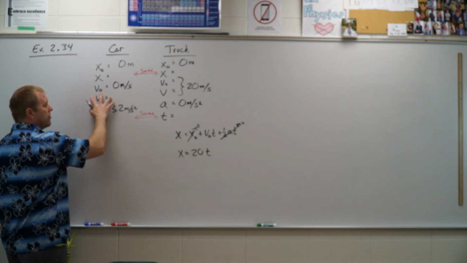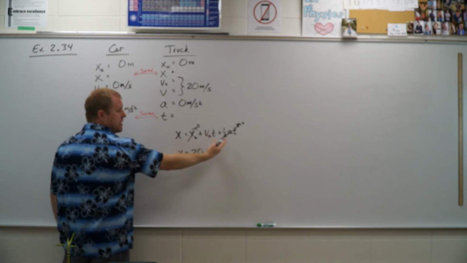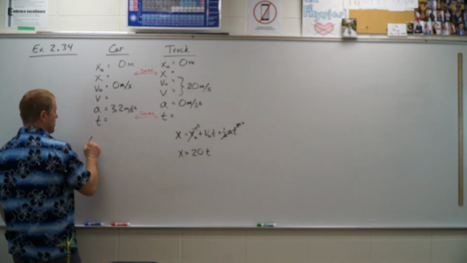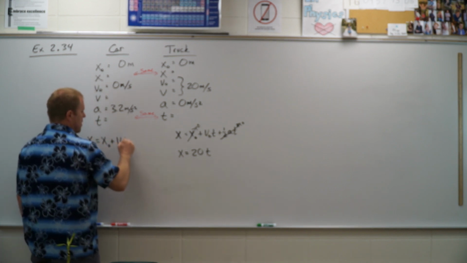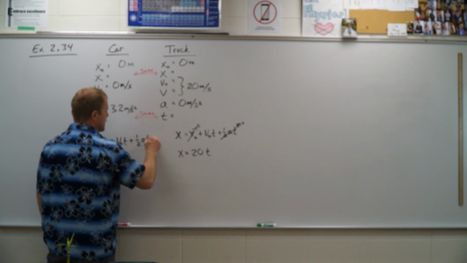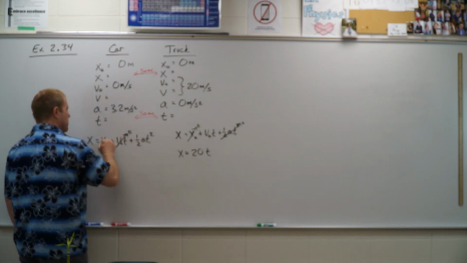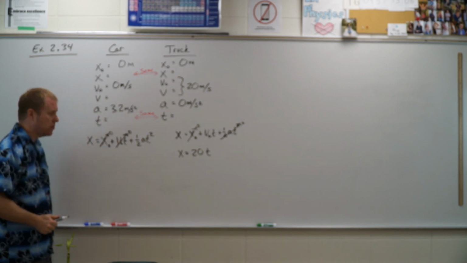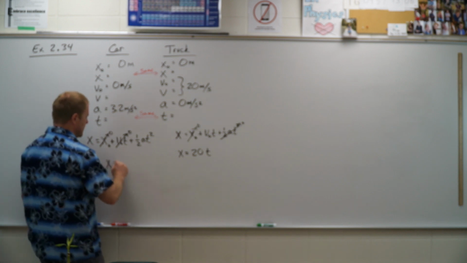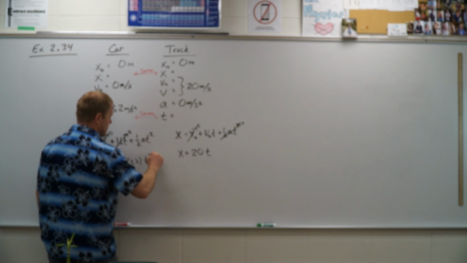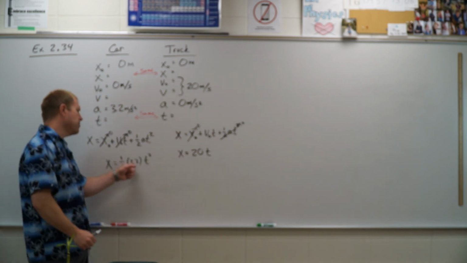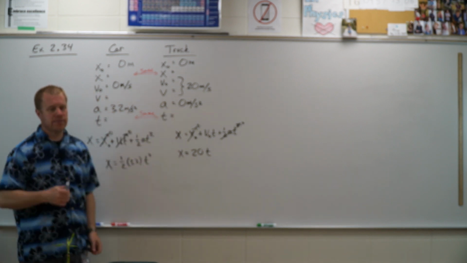Over here, I don't know the final velocity, so I'm going to pick an equation that doesn't have final velocity. Turns out it's also equation number 3, so I have x equals x naught plus v naught t plus 1/2 at squared. The car starts out at rest and has an initial position of 0. And so now I have x equals 1/2 times 3.2 t squared. Again, I want to put in that a so I don't get my a's confused.